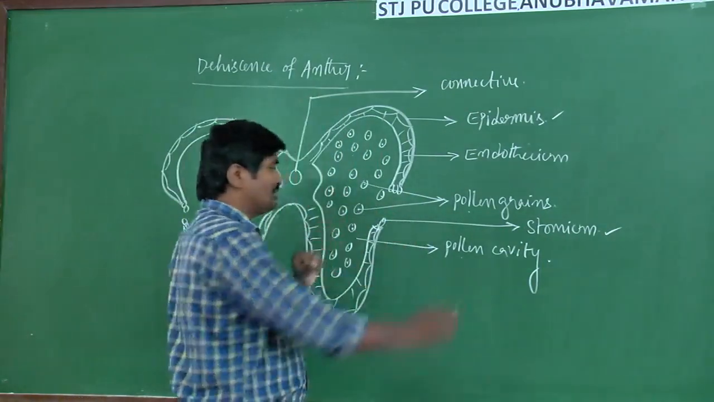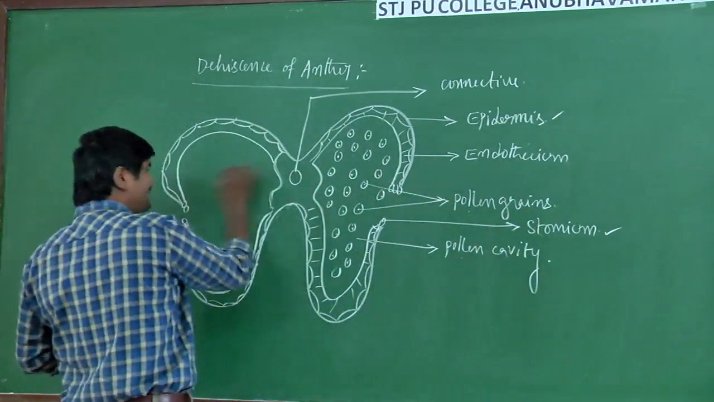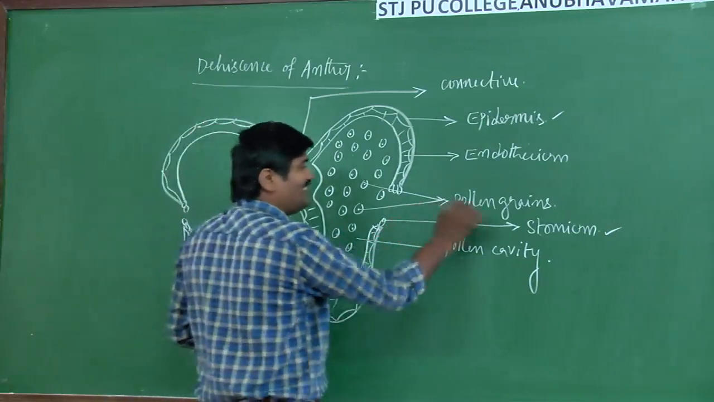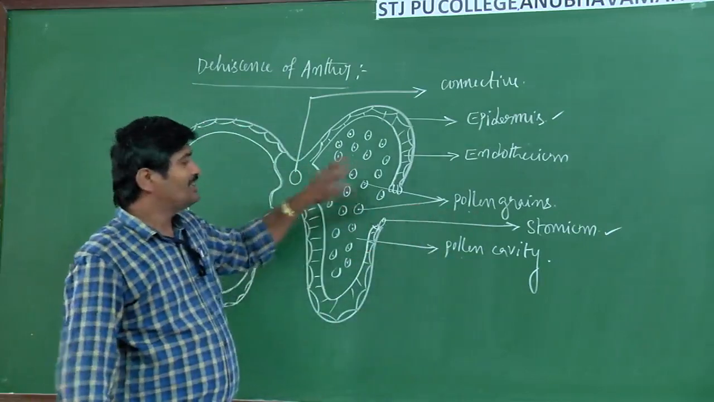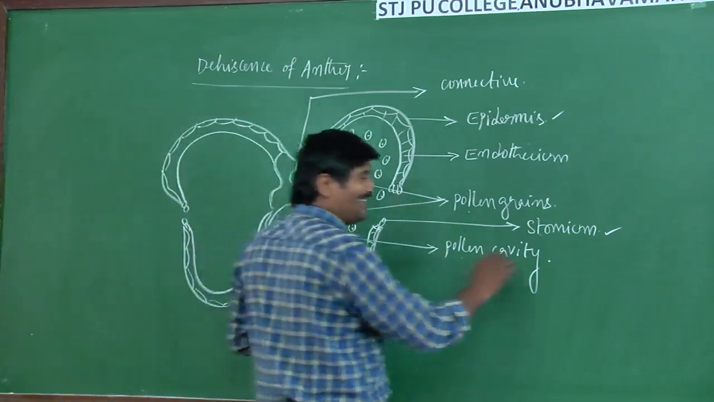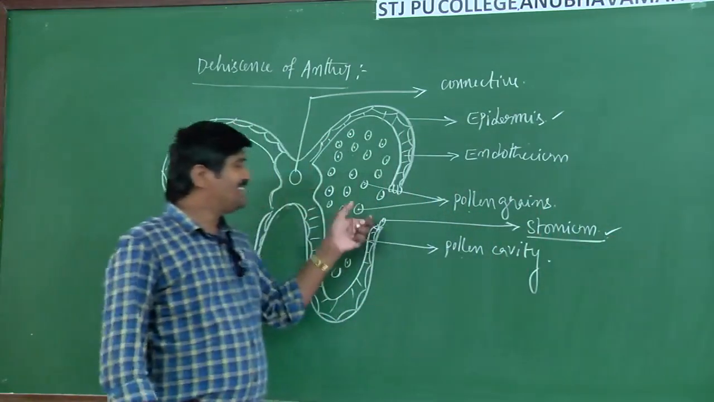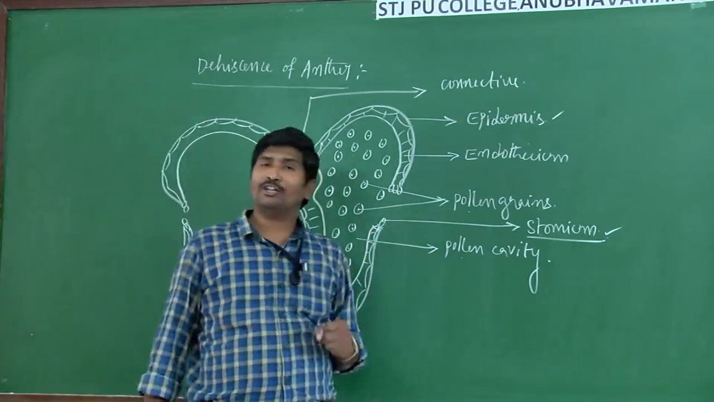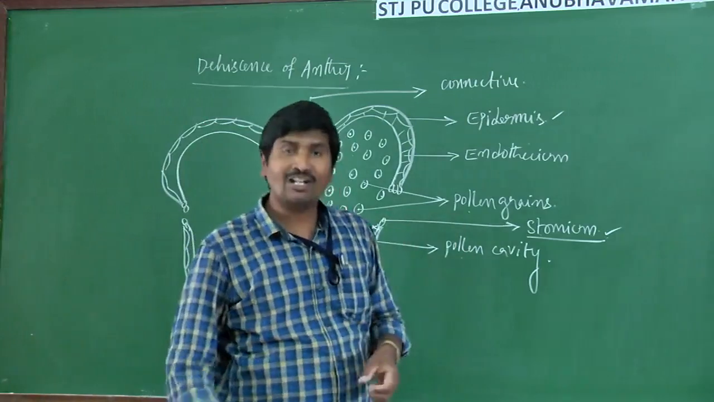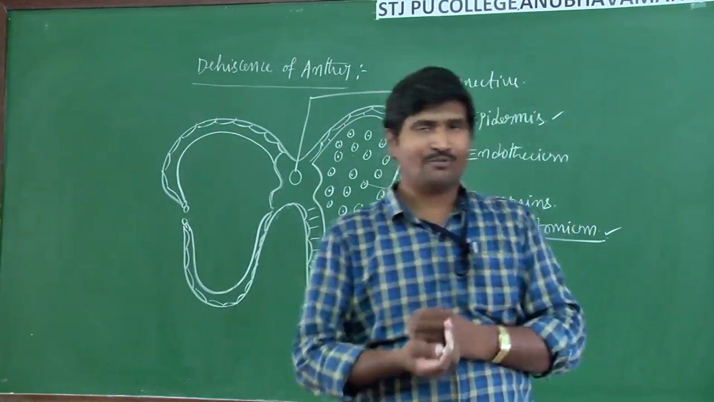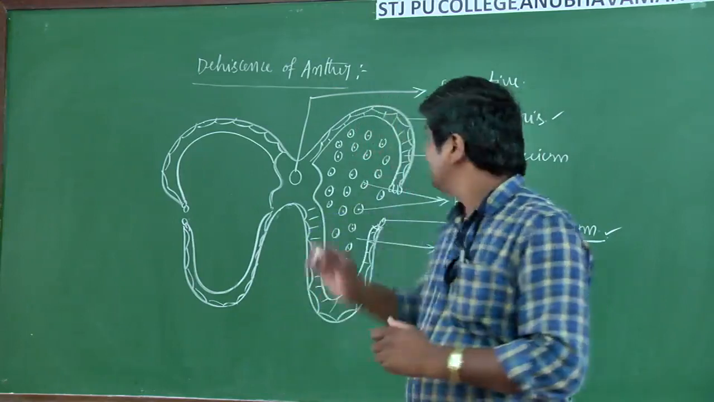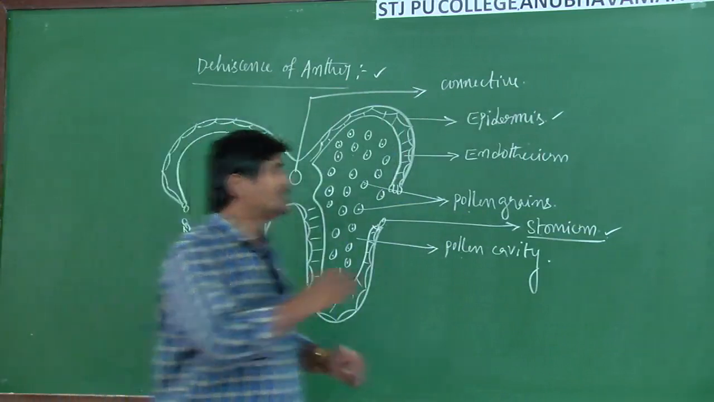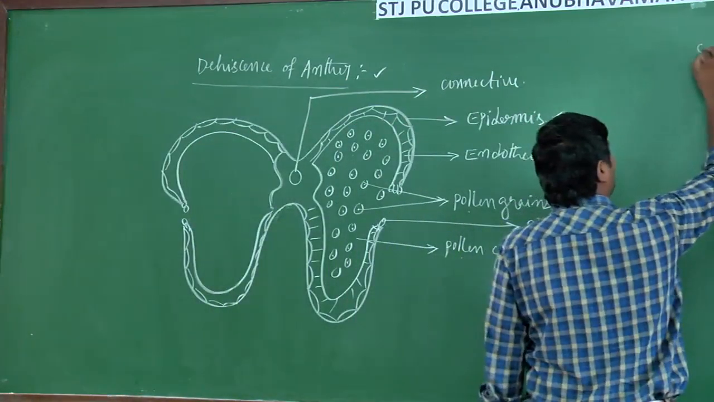This side is also the same as this. Next, when the pollen grains are released from the pollen sacs, particularly here at the stomium, longitudinal dehiscence takes place. The line of dehiscence is longitudinal. Longitudinal dehiscence is the most common in angiosperms. So this is the dehiscence of anther. Next, the structure of the pollen grains.